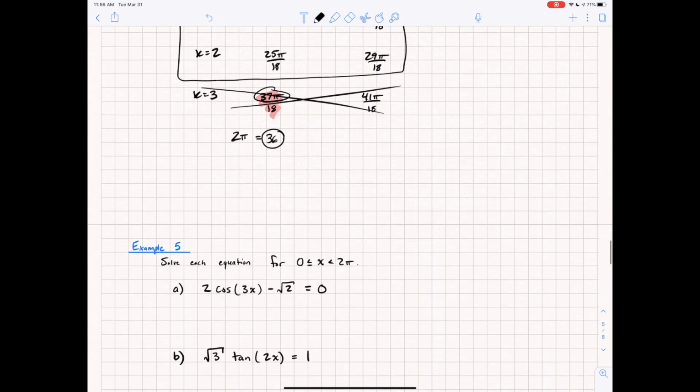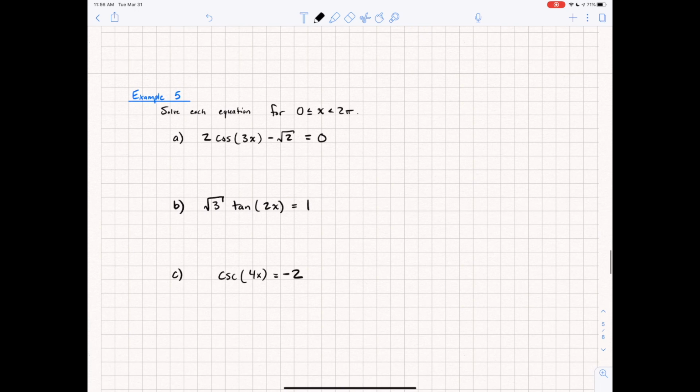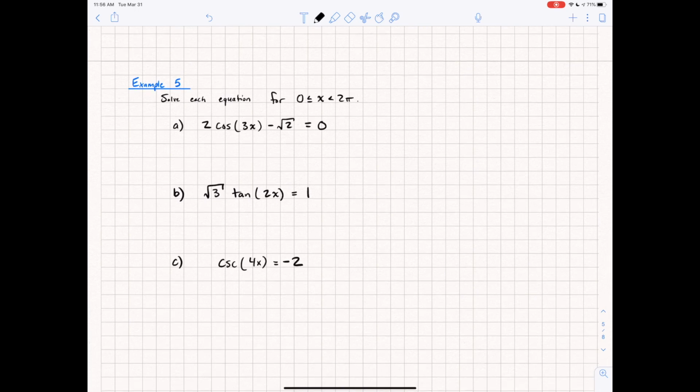All right, well, as you saw when I was scrolling, I've got one final example for you to go through, and we'll practice doing this for where the period or the frequency has been altered. So solve each equation for x in between 0 and 2 pi. All right, starting with 2 cosine of 3x minus root 2 is equal to 0.